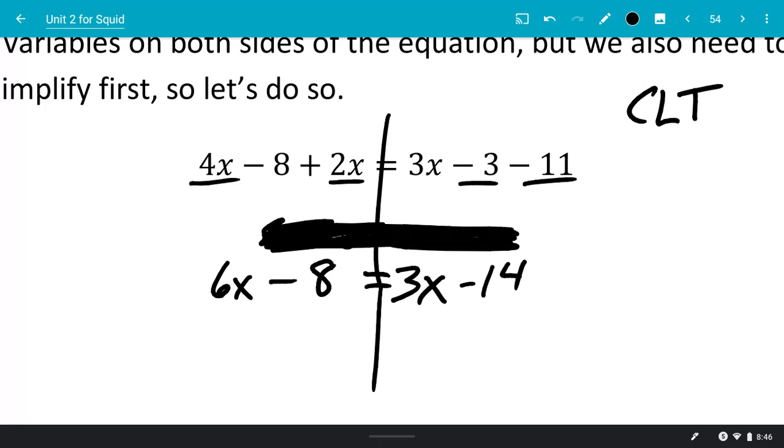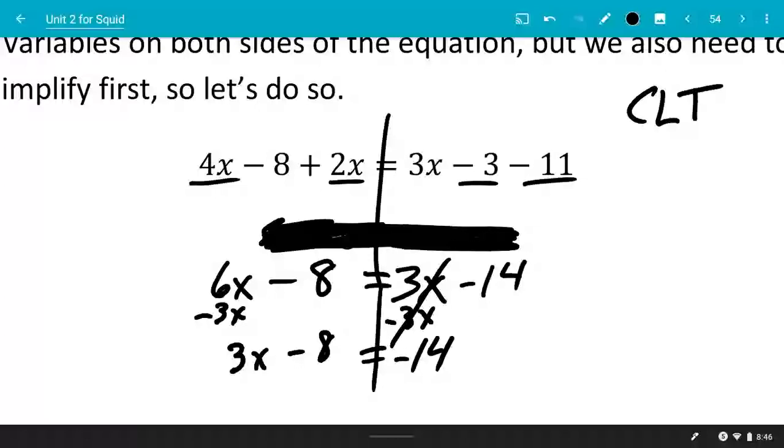Which one are we going to move? The smallest one. So in this case, I'm going to move the 3. How do I move a 3x across an equal sign? I use the inverse. I do the opposite. So it's minus 3x. So I'm left with 3x minus 8 equals negative 14. Now it becomes easy to do because we're doing the problems the same way we have been the whole time.